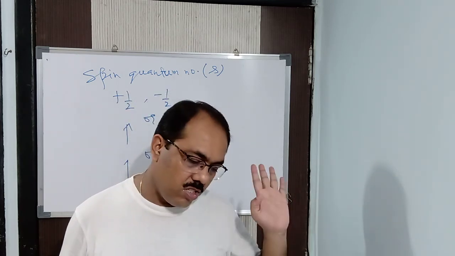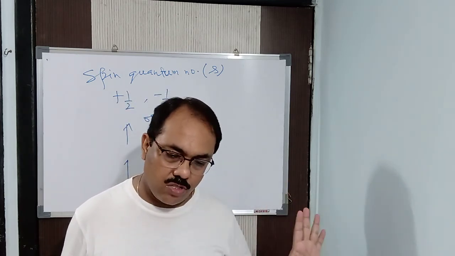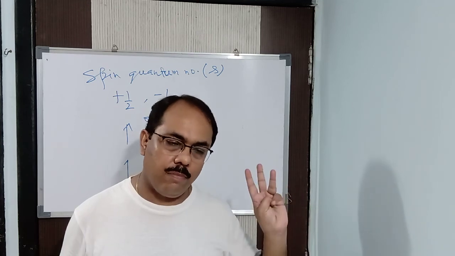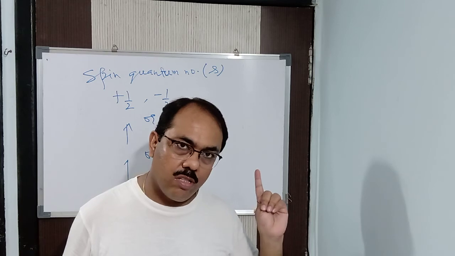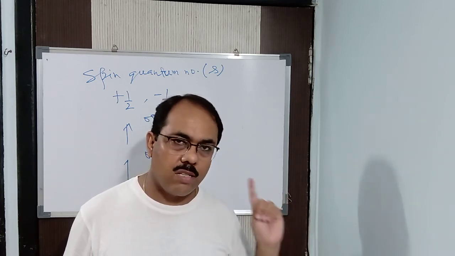So this is all about your quantum numbers. I hope you understood: principal quantum number, azimuthal quantum number, magnetic quantum number, spin quantum number. See these videos repeatedly, because these are very, very important.